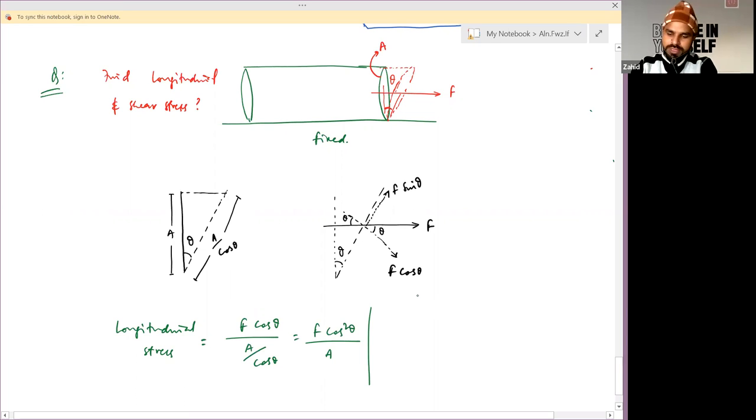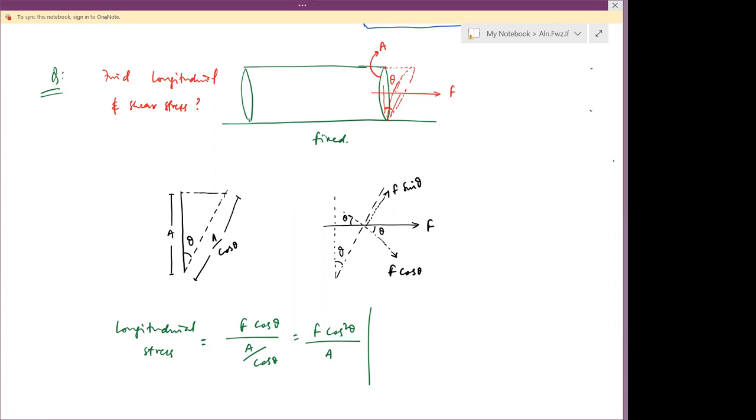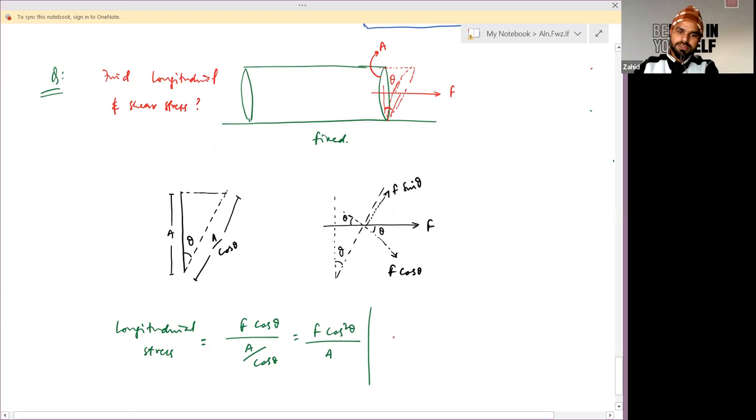Then what about shear stress? The force should be tangential to this particular surface. So which component of force is tangential? F sin theta. Good. So for shear stress, F sin theta divided by the area of cross section, which is A by cos theta. Cos theta will move to the numerator. So it will be F by A into sin theta into cos theta.